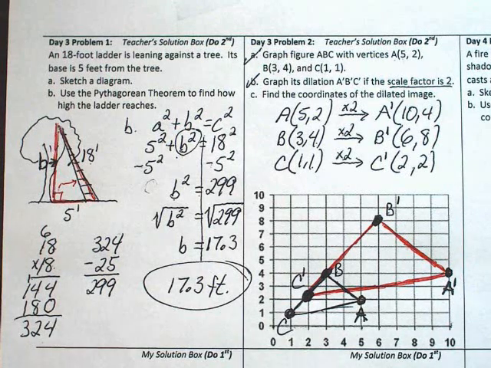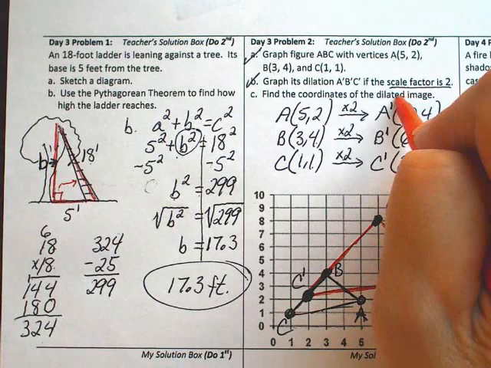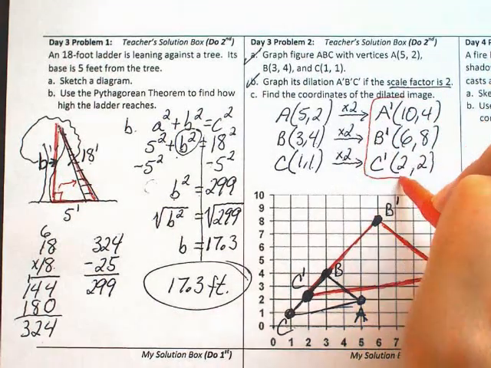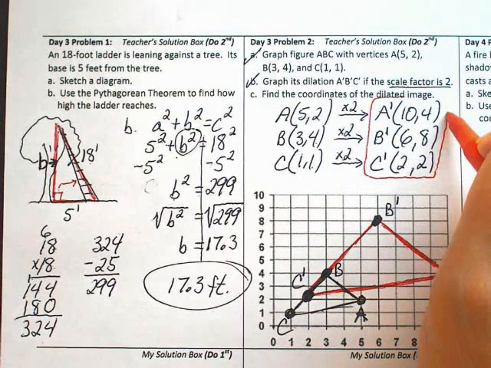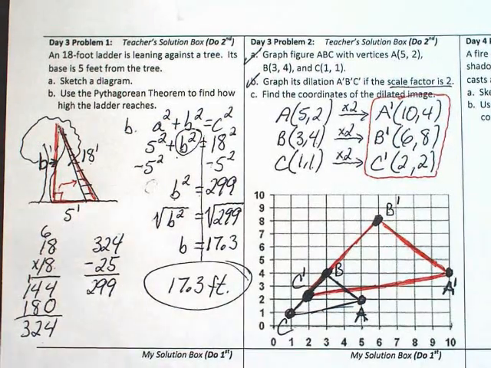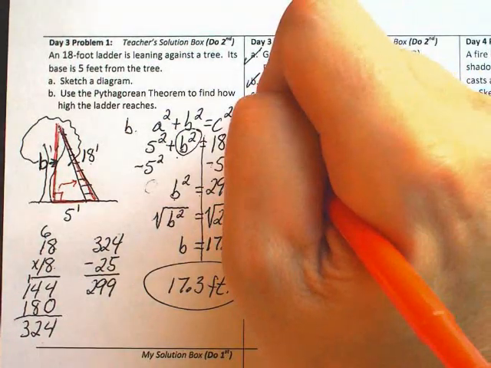Now actually, we've already done part C. Find the coordinates of the dilated image. That is this piece right here, because I had used those coordinates to help me draw that triangle to begin with. So part C is in fact already finished.